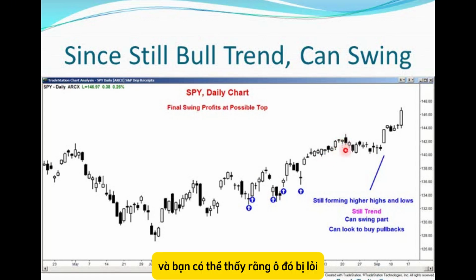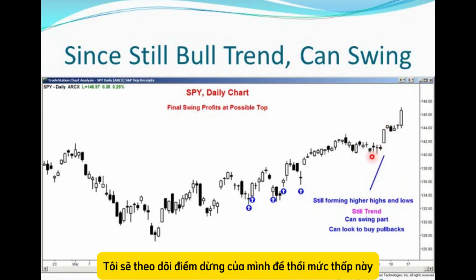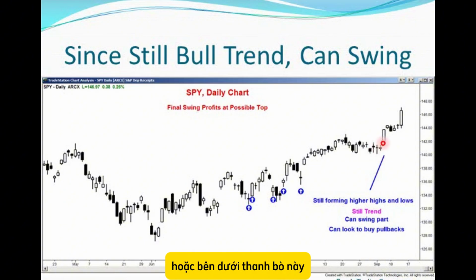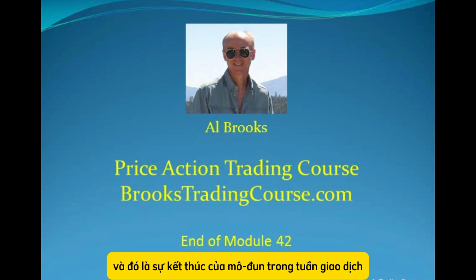And you can see that sell failed, and we got a triangle, 3 pushes down, 1, 2, and 3, and then a bull breakout. Once you have this bull bar, I would trail my stop to below this low or below this bull bar, and after this additional bull breakout, I'd put my stop below that low. And that is the end of the module on trading weak bull channels.